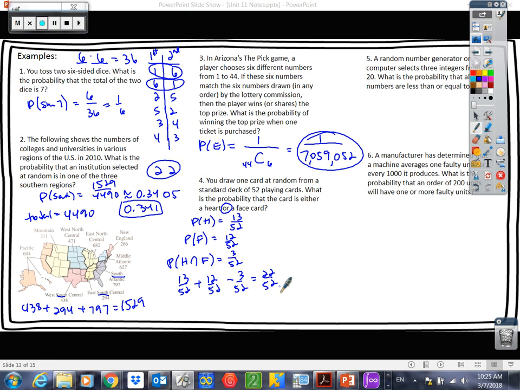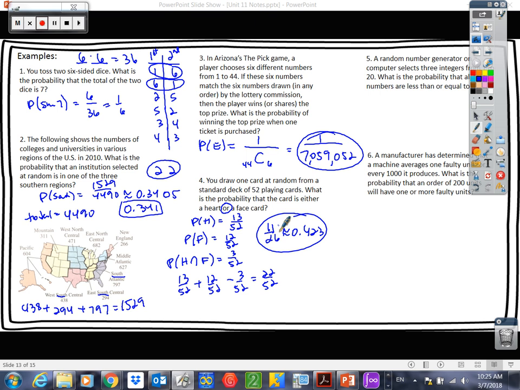If I want to leave it as a fraction, I need to reduce it. So that would be 11/26. That's a perfectly fine answer. If you want to put it in a decimal, you certainly can. So a decimal would be 0.423. Either of these answers is perfectly acceptable. Okay? Is that all right?